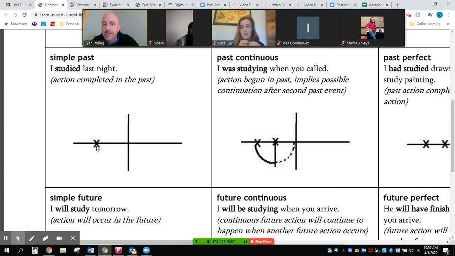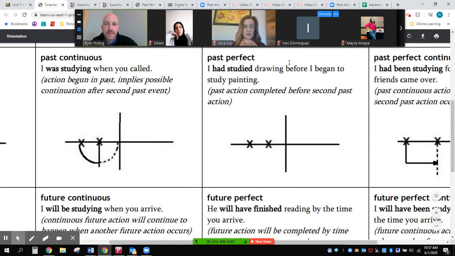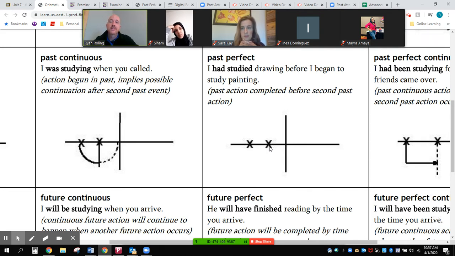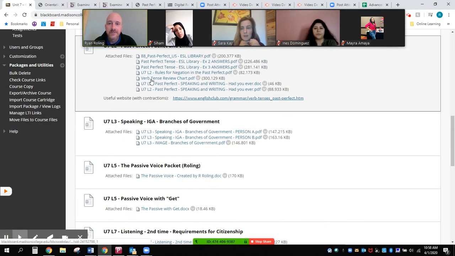So I moved to the United States in 2016. That action is done, okay? What we want to look at today is this one, the past perfect. And the past perfect is used when we want to talk about two or more, sometimes 2, 3, 4, 5 actions or activities that started in the past and are finished. And so that's the grammar point that we are going to look at today. Again, that chart is right here, the verb tense review chart, if you want to look at that.